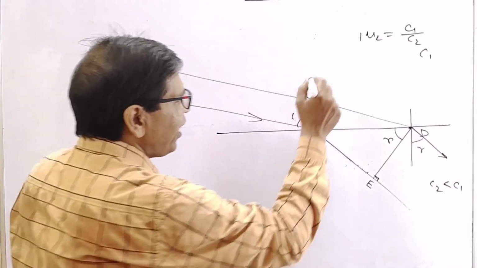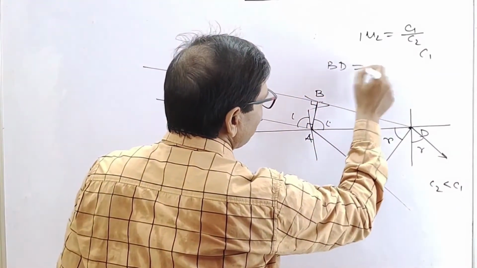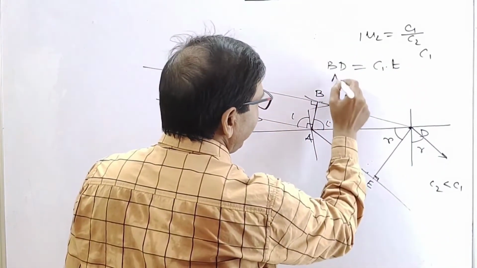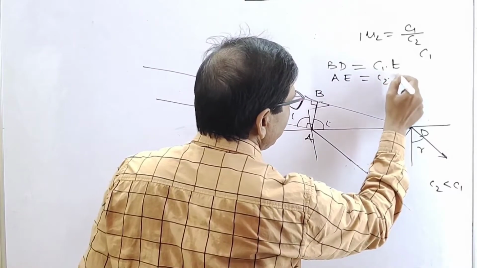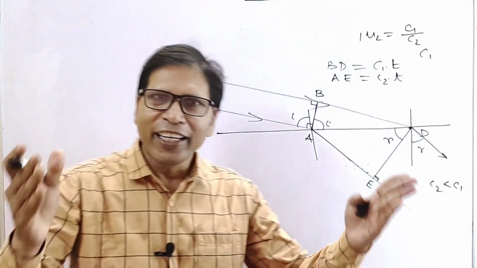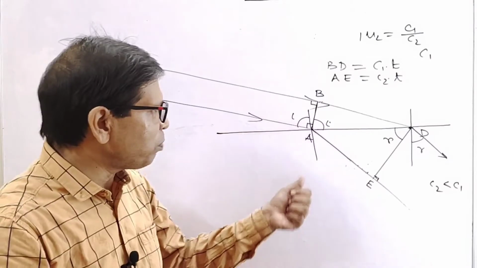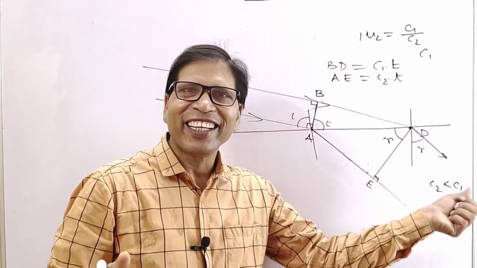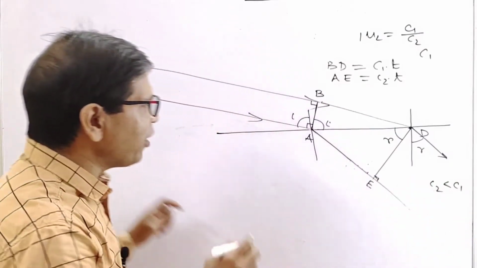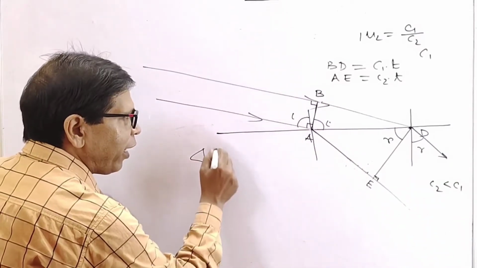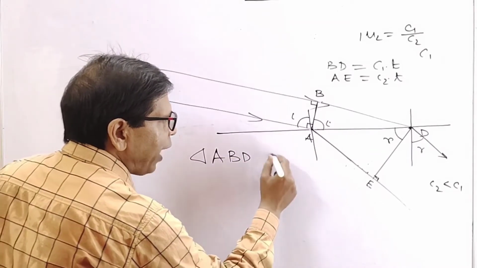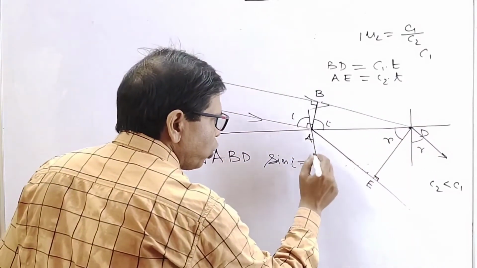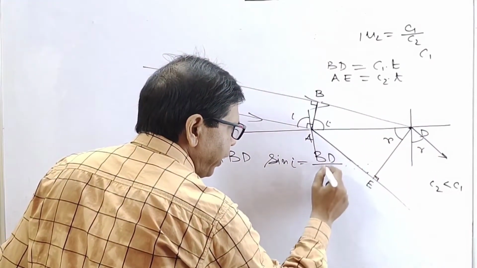So look at this. Here BD is equal to C1 into T and AE is equal to C2 into T, where T is the time taken by the wavelet to reach from A to E and B to D. Now look at this from triangle ABD, sine i: the perpendicular is BD, the hypotenuse is AD. So this is BD by AD.